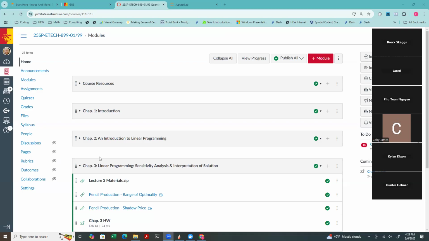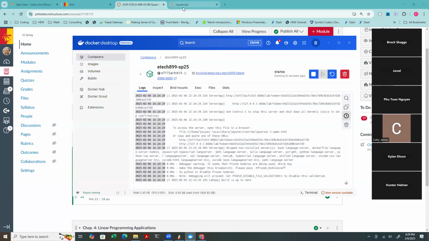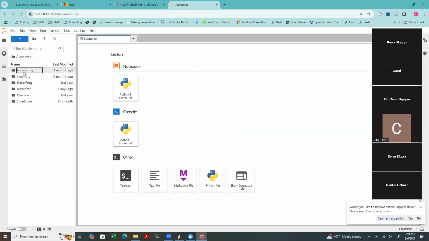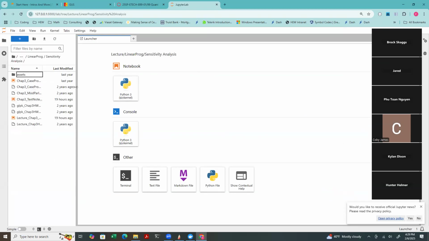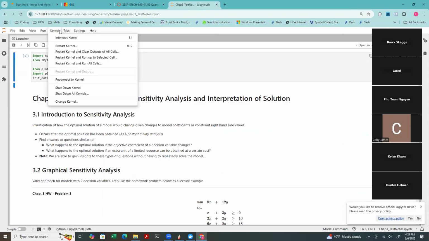The Chapter 3 module should have just unlocked, and you can see the content here. I've got a couple of YouTube videos that I've created on specific topics. You see range of optimality as a vocabulary term, shadow price is another, and reduced cost will be the third; these are the three concepts we introduce for the evening. I've already got my Docker instance up and running, with a running container of Jupyter Lab. If you're following along, we're in lecture, linear programming, and sensitivity analysis is where you'll find the content for this evening. I'll go ahead and get this started and run the notebook here.